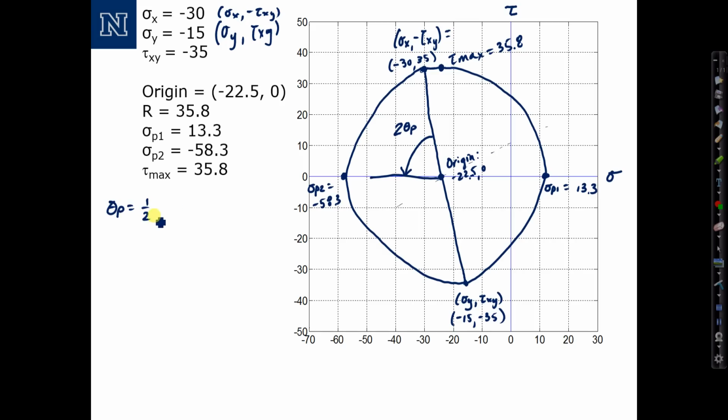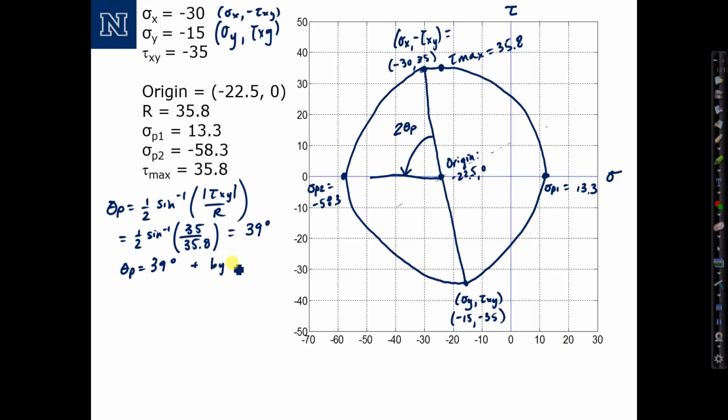Now let's calculate it. Theta p equals 1/2 inverse sine of the absolute value of tau xy divided by R, is 1/2 the inverse sine of 35 divided by 35.8, which computes to about 39 degrees. And so we'll say theta p equals 39 degrees. It's positive by inspection because on our circle the angle is counterclockwise.